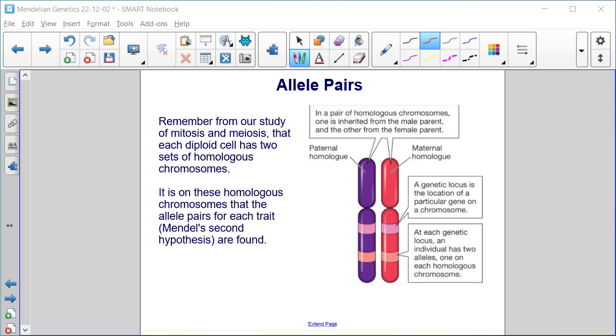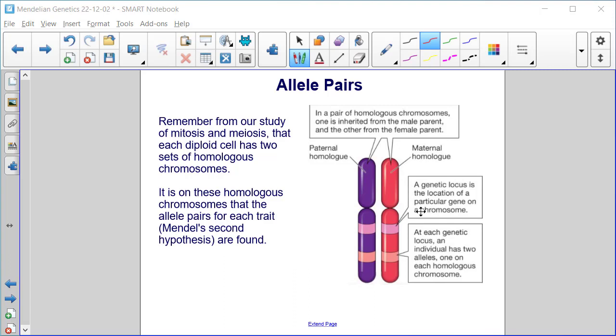Allele pairs. Remember from our study of mitosis and meiosis that each diploid cell has two sets of homologous chromosomes. It is on these homologous chromosomes that the allele pairs for each trait, Mendel's second hypothesis, are found. So in a pair of homologous chromosomes, one is inherited from the male parent and the other from the female parent. So we have the paternal homologue and the maternal homologue.